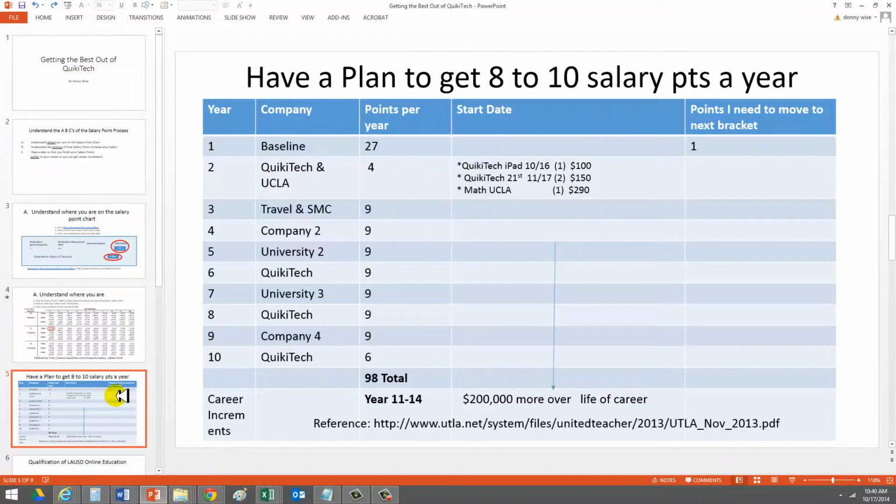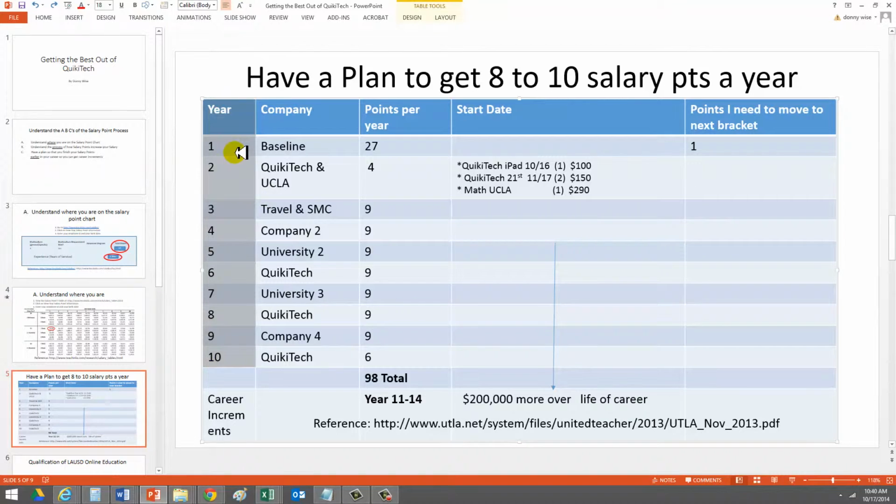I'm trying to encourage you at some point in time you need to pull out pencil and paper and create a table for yourself and write out a plan for the number of salary points that you're going to get each year. And so this particular table is an example. In the first column, write out 10 years worth if you're a first year.